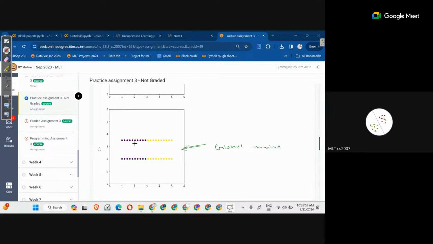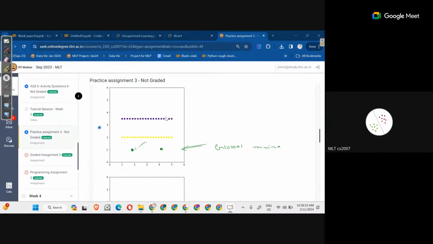Why? Because this is the optimum case here. If these are the centroids, the maximum distance is less than 2 only. So the objective function value will be lesser compared to this one, because here the maximum distance value is 2, from here to here. So if we take these two initial points, we get stuck at a local minima value.